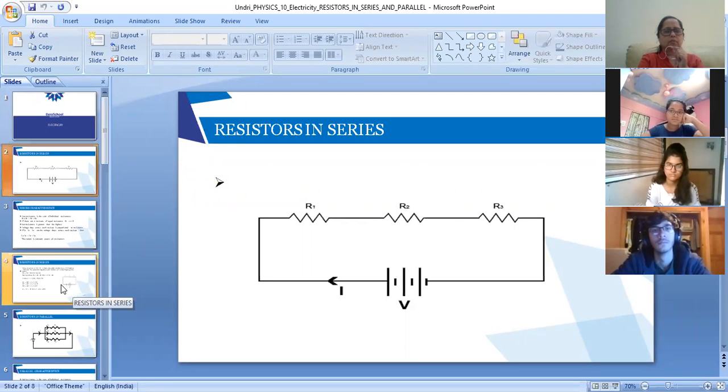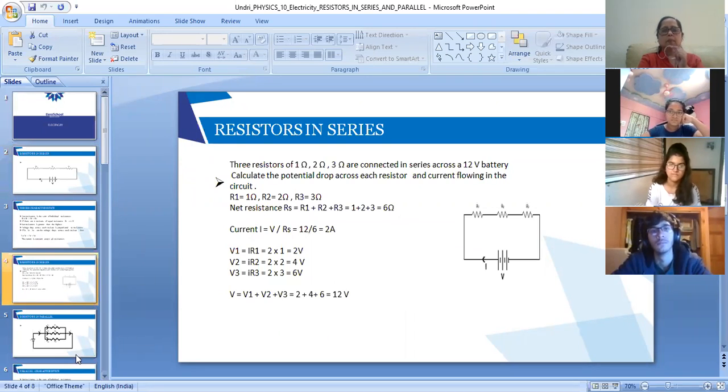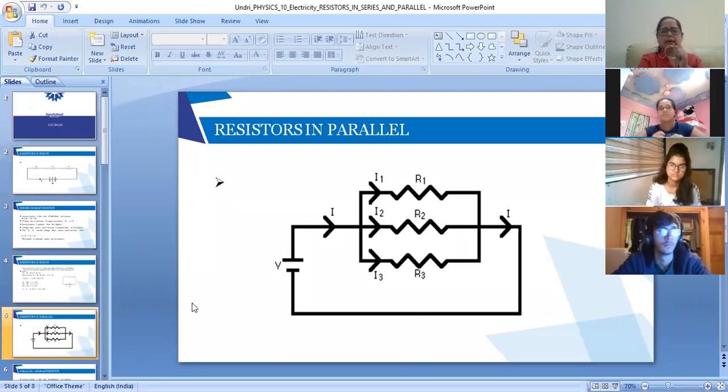Now, if there are resistors in parallel, then what happens? In parallel, three resistors are connected, so we have three branches. Because we have three branches, a different current is going to flow in each of the three branches. Remember, in the parallel combination, this is the main circuit. Can you see my moving cursor? Over here, the current I will flow.